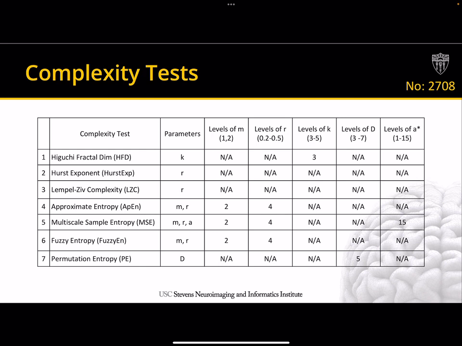The complexity was measured using an in-house toolbox called LOFT Complexity Toolbox 2.0. The toolbox can perform 7 different complexity tests: Higuchi fractal dimension, Hurst exponent, Lempel-Ziv complexity, approximate entropy, multi-scale sample entropy, fuzzy entropy, and permutation entropy. We chose multiple values for each parameter in a complexity test. The goal of this study is to evaluate the optimal parameter selection in these complexity tests and the effect of temporal resolution of resting state fMRI data.